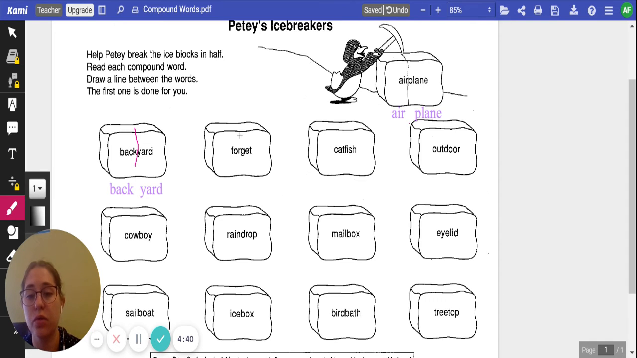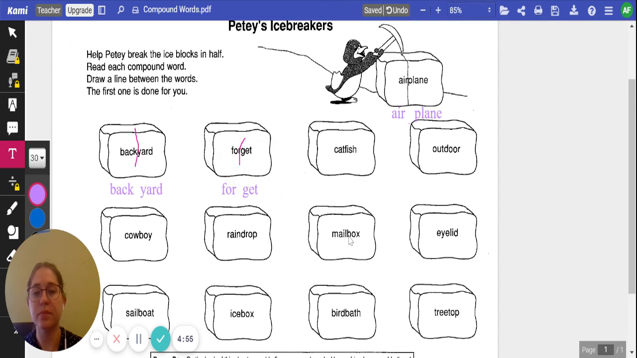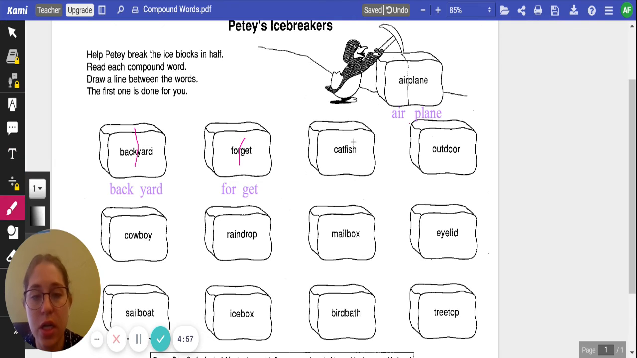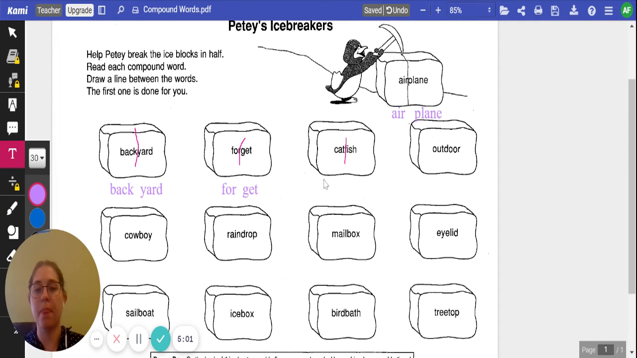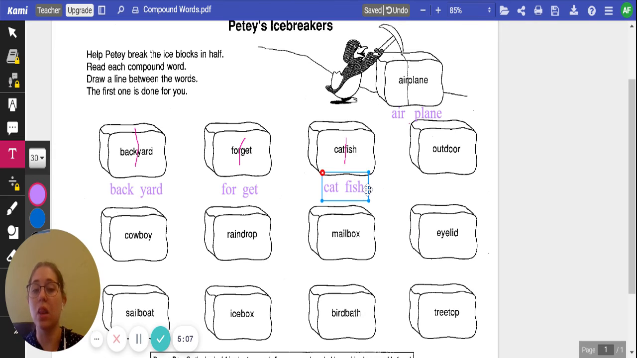We have our next one, forget, and we'll type in our 2 words, for and get. Then we have catfish. Let's draw a line, cat and fish. By our 2 smaller words below it. Catfishes have little whiskers that makes them look like cats. So they are fish that look like cats, or catfish.